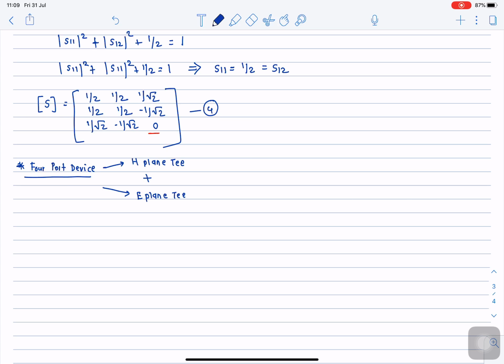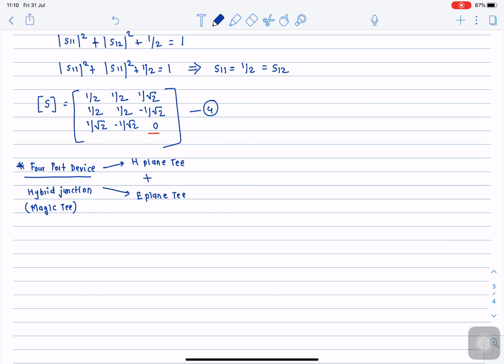So the 4-port device is normally called a hybrid junction, or it is also known by another name, magic T. Okay, so why it is called magic we will see in a time. So I will take the diagram of how this magic T looks, which normally consists of a 4-port device. Here is a diagram of a 4-port device.